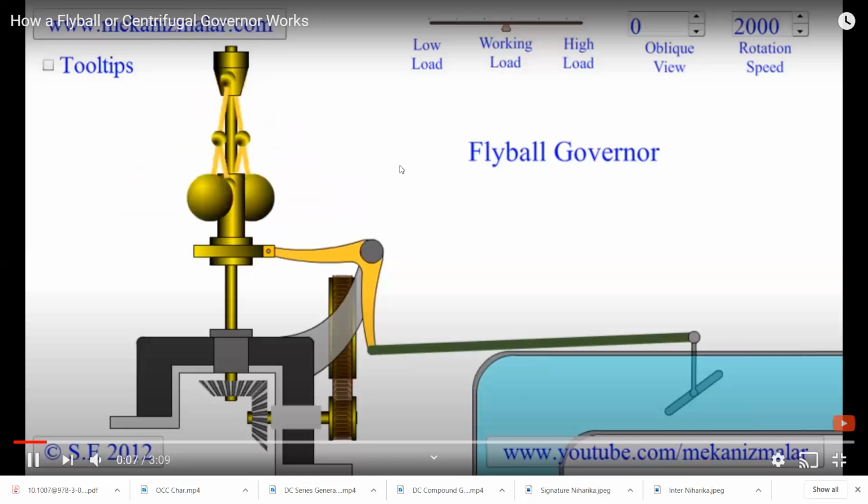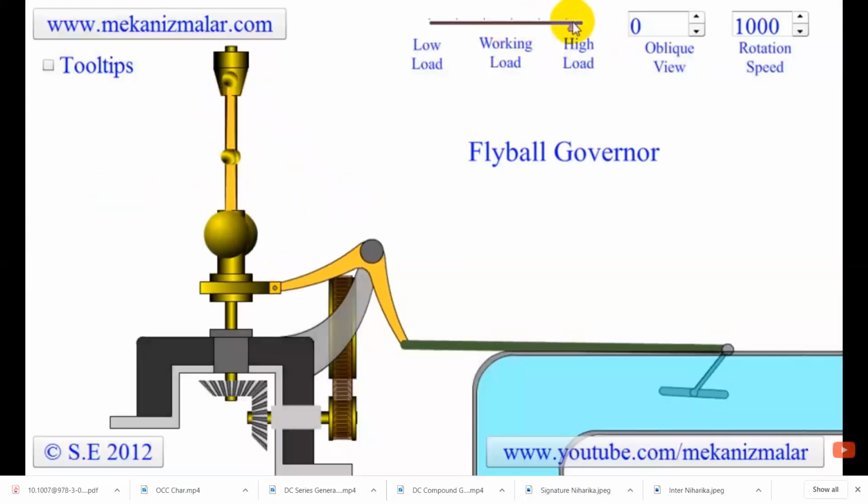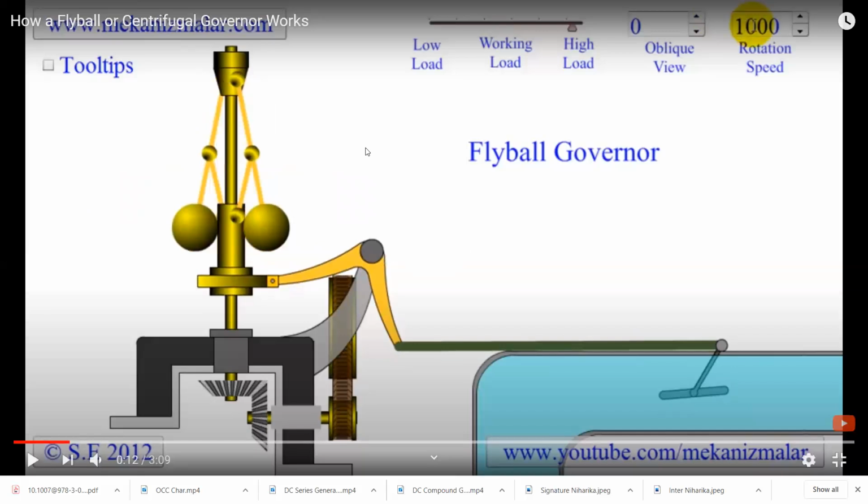Now observe, it is rotating at a certain speed at working condition, that is 2000 rpm. Now the load demand is increased to high load. That means the maximum amount of load is applied on that particular turbine. So whenever it is moved to high load, the speed has to be increased. And whenever the speed needs to be increased, the speed changer or speed governor position has to come down.